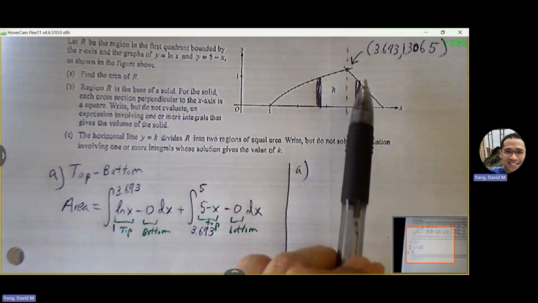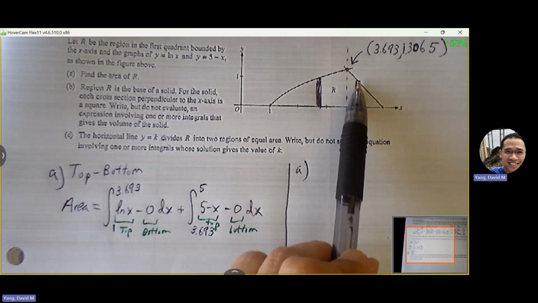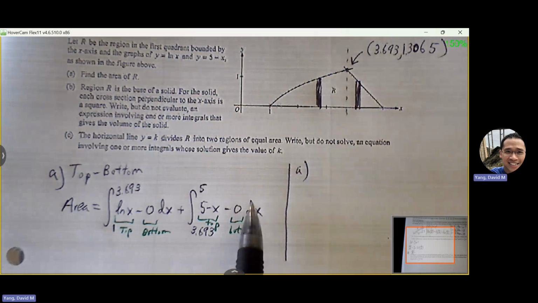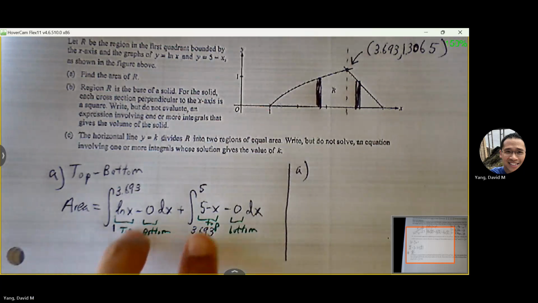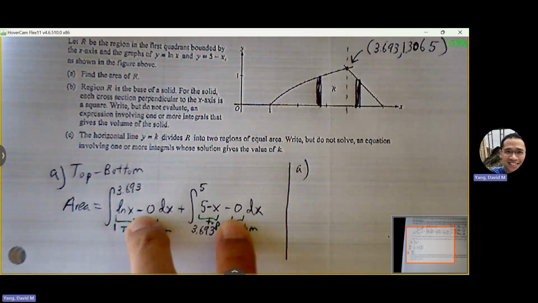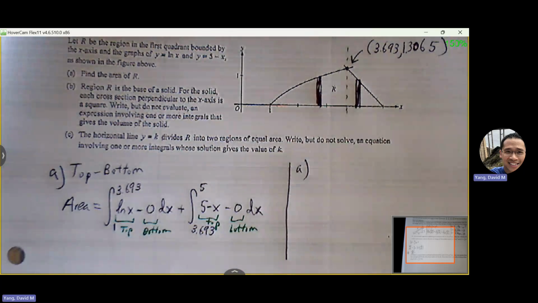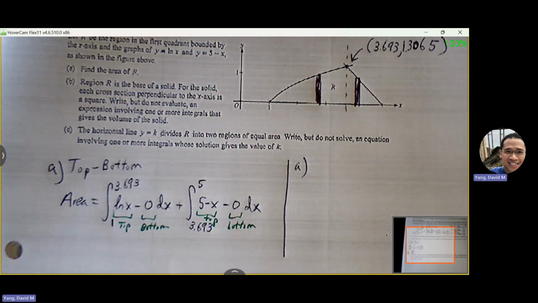So my bounds: the top of my rectangle is sitting on the 5 minus x. The bottom is sitting at the 0. Now, you could leave the zeros out. I'm just showing you that 0 to show that I'm following the formula. But if you leave the zeros out, it's not an issue. It's just that not every bottom function will be the x-axis. It's just for this problem it is.